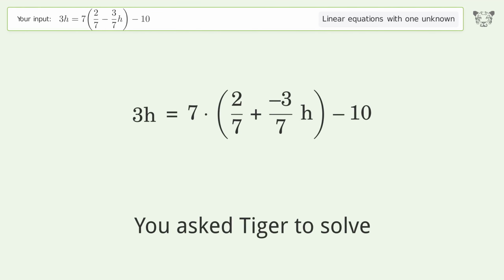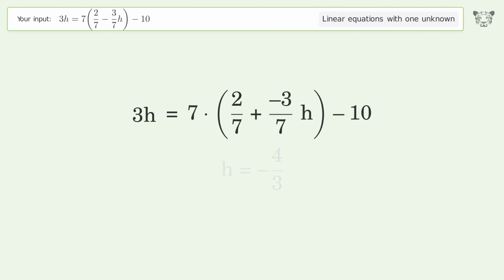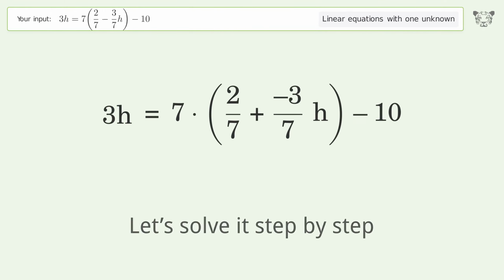You ask Tiger to solve. This deals with linear equations with one unknown. The final result is h equals -4/3. Let's solve it step by step.